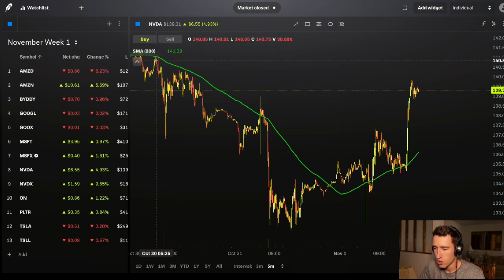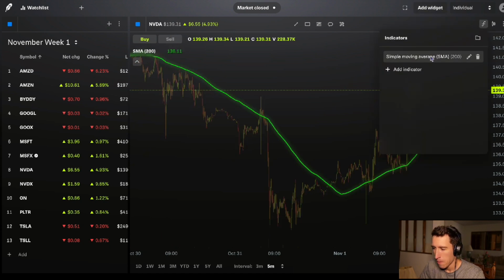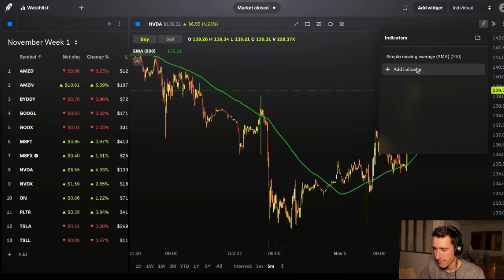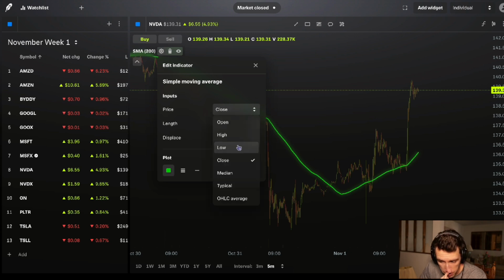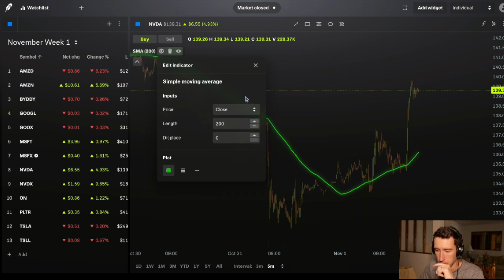I like to use the 200-day moving average. Again, how you would do that is click up here. You would add an indicator. You would add SMA, and then you can displace it if you'd like. You can make it so that it's not the moving average of the everyday close, but maybe it's the moving average of the highs or the open. But the standard is to use the close.